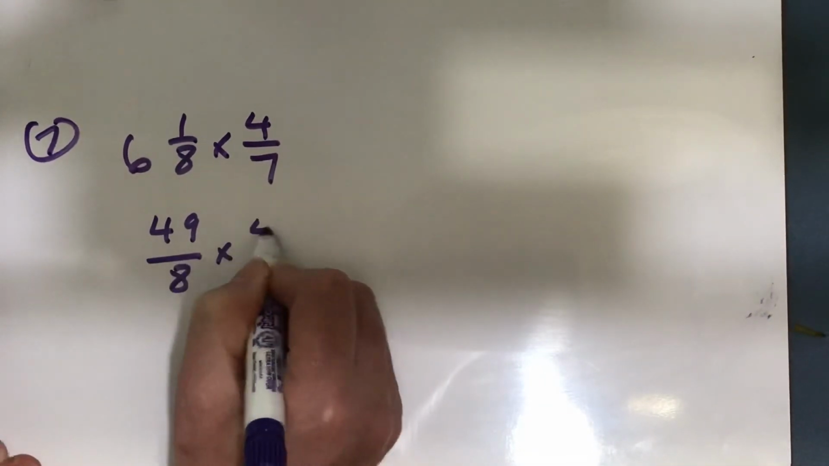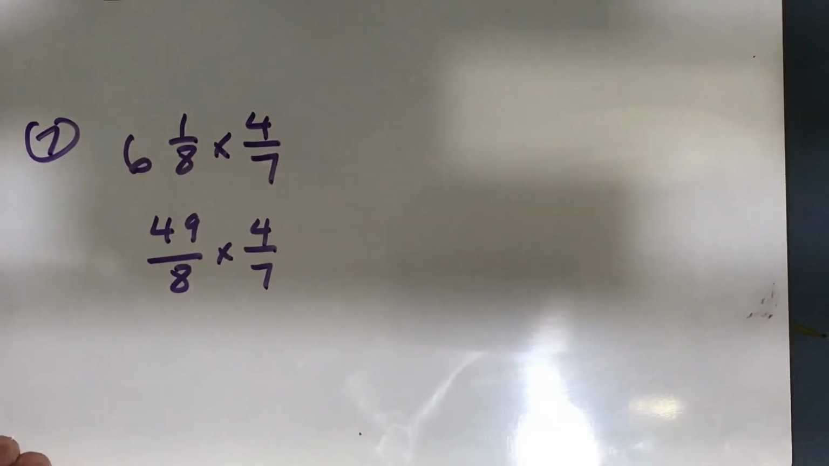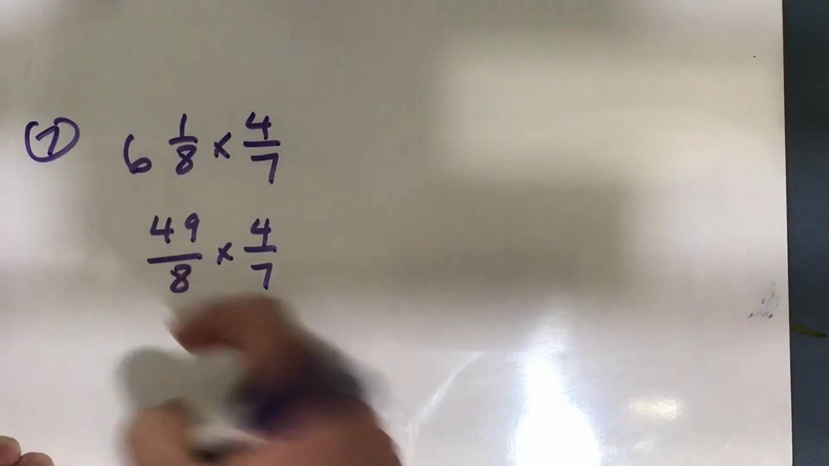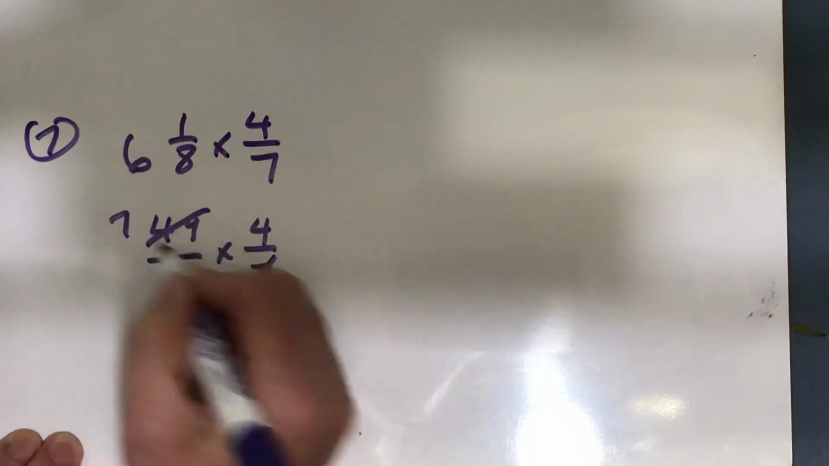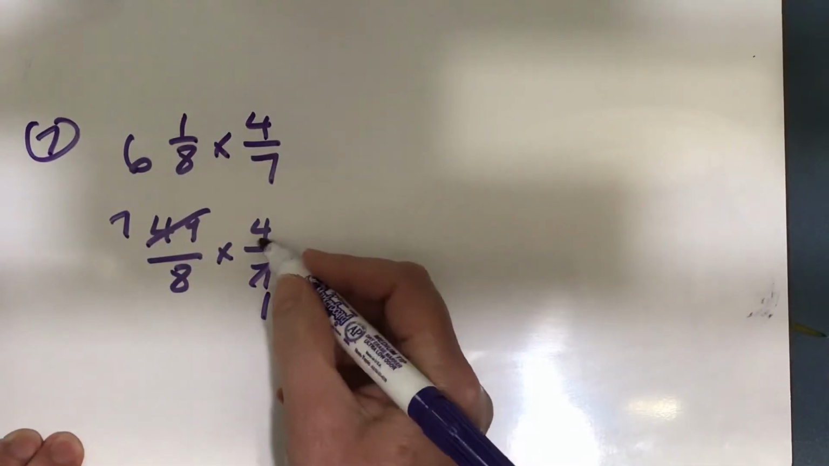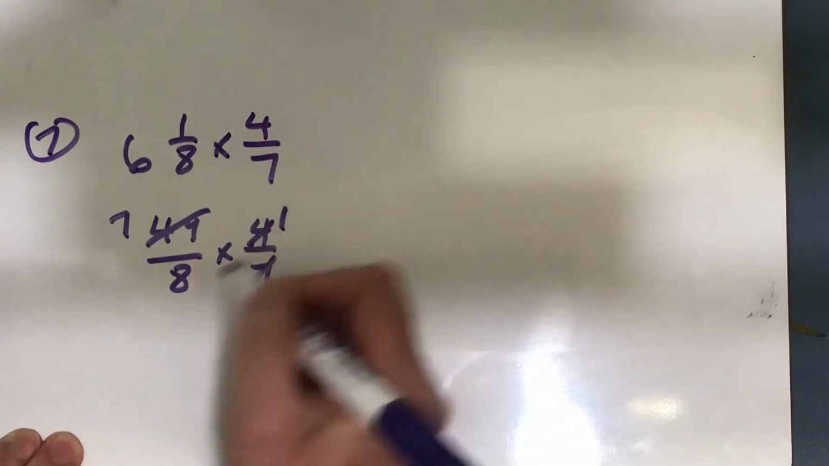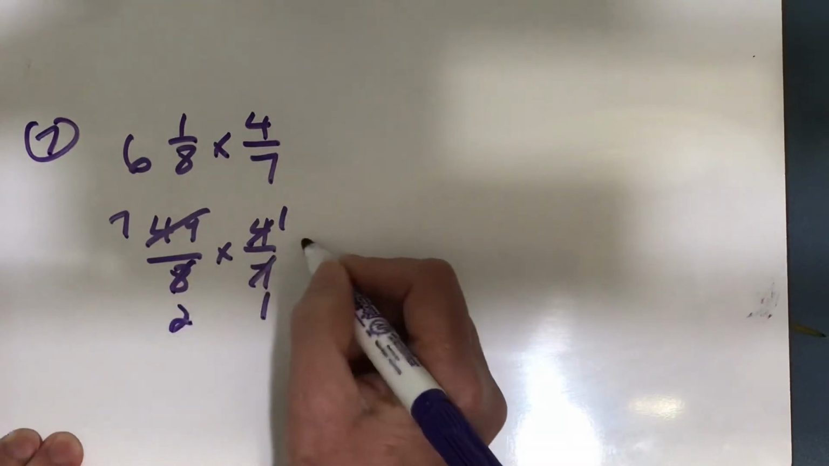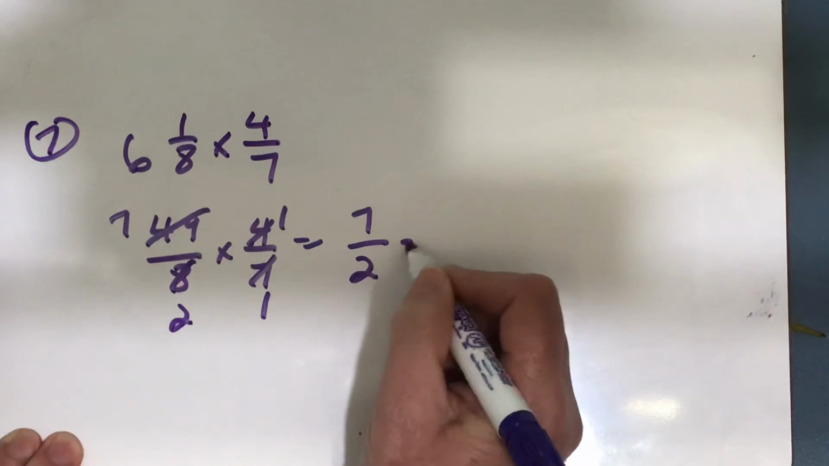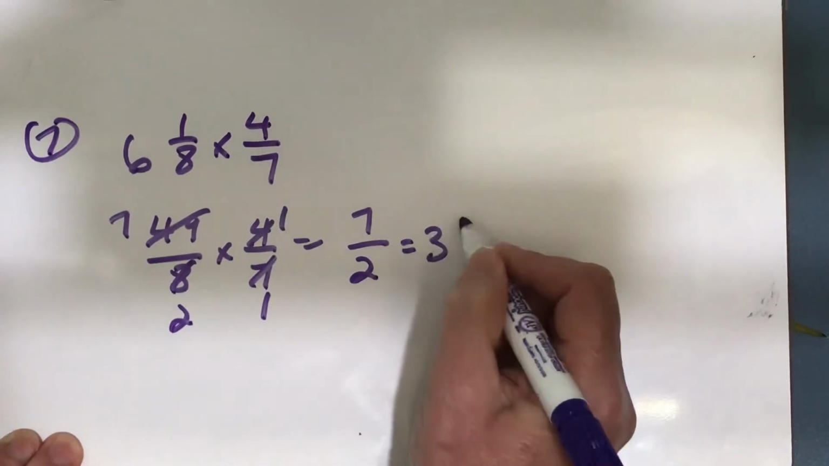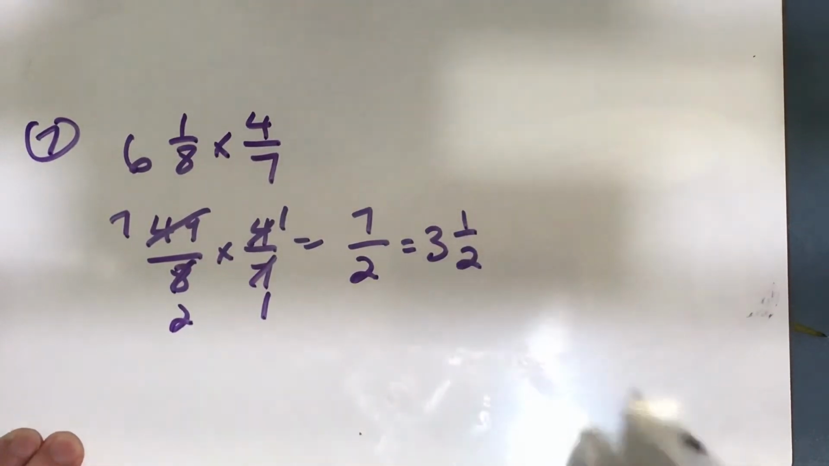49/8 times 4/7. And we can see right away that 7 is a factor of 7 and 49. So 7 goes into 7 once and into 49 7 times. 4 is a factor of 4 and 8. 4 goes into 4 once and it goes into 8 twice. So 7 times 1 is 7. 2 times 1 is 2. 2 goes into 7 3 times with 1 left over, 3 1/2.